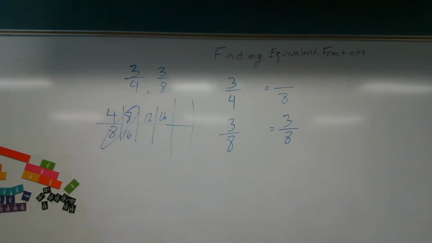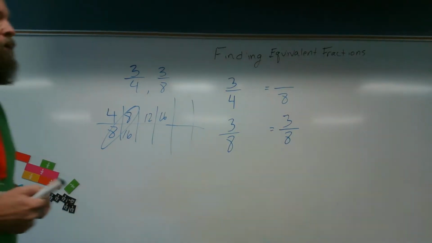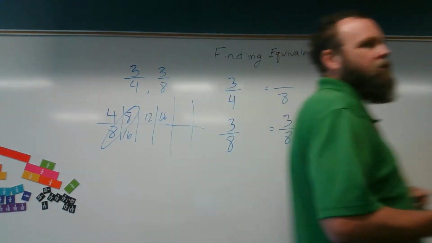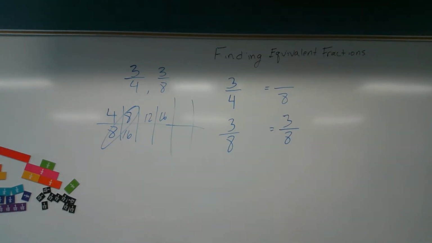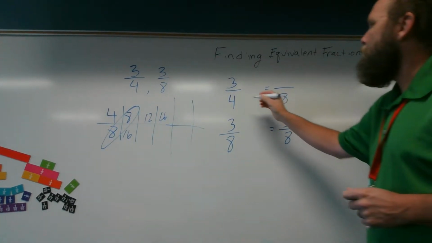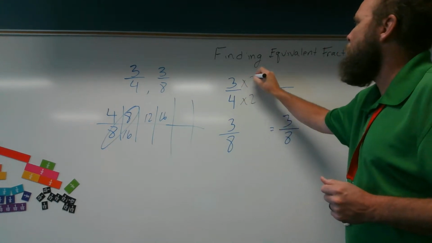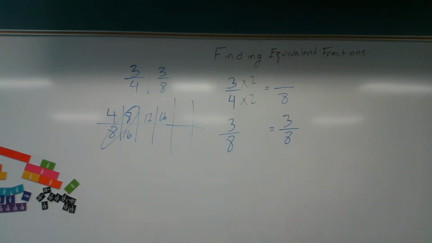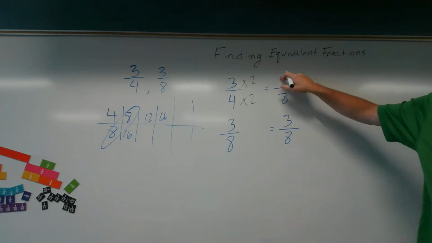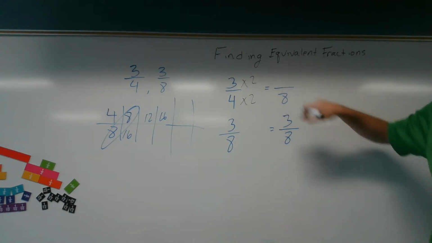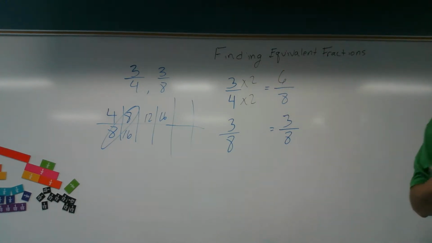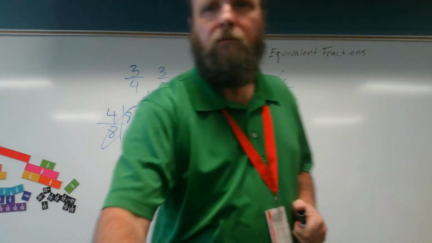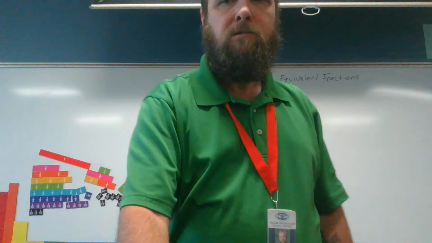You're writing this stuff down, right? Okay. Then we asked Victoria, what do you multiply by 4 to get 8? 2. Whatever I do to my denominator, I must do the same thing to my numerator. And so my new numerator is, Victoria? 6. So that was the first.